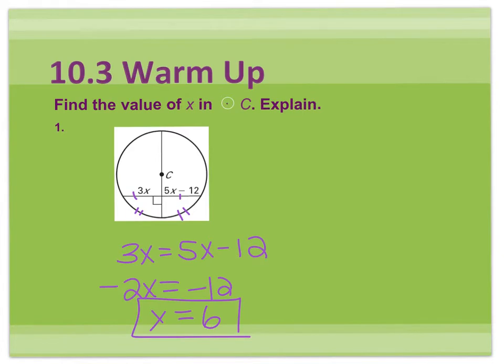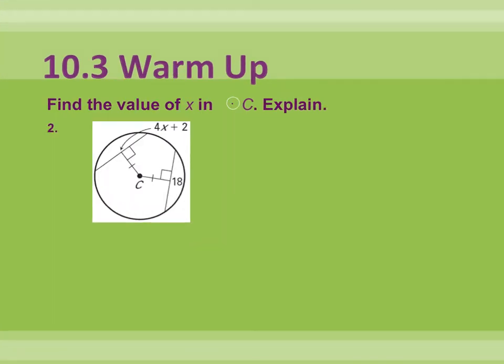Think about what could happen. Like I could have a chord that looks like that. Those two are definitely not two congruent parts, right? So the diameter has to be perpendicular to the chord for it to bisect the chord and the arc. Good question.